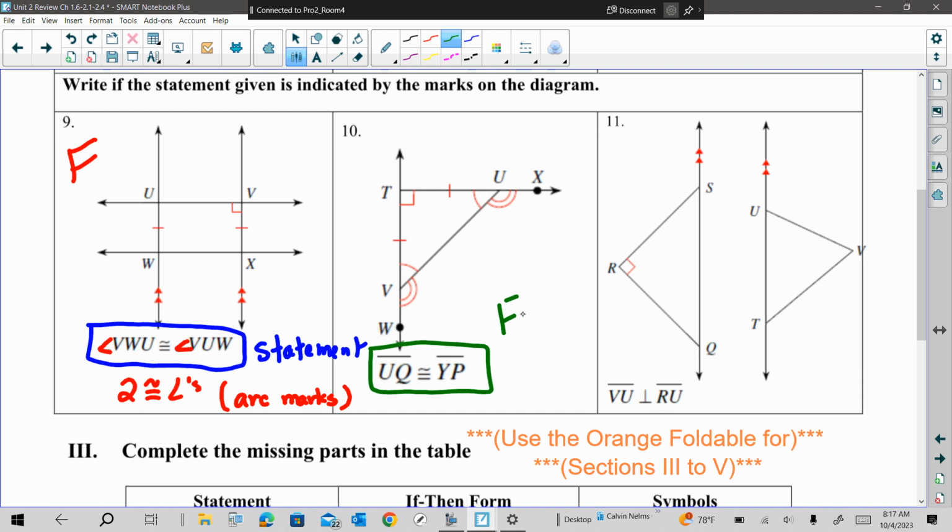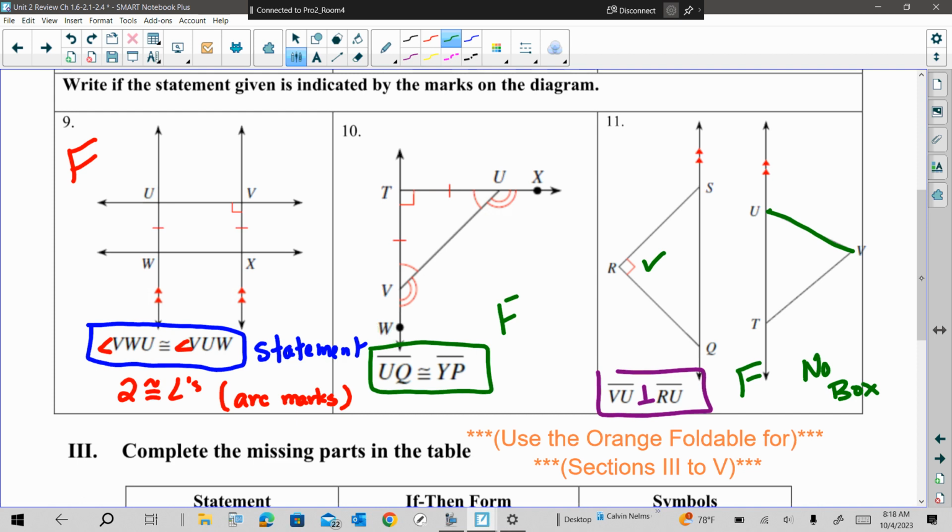On 11 here, they're giving us perpendicular, so we have to see a box. But if I just go with the first segment right here, VU, this is the segment VU. It's missing the box. The box is over here, but it's not on the VU. So this is also false. Okay, no box. So whenever you get false, you're going to have to justify on your test.